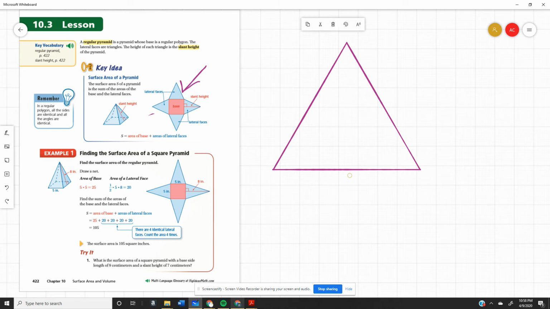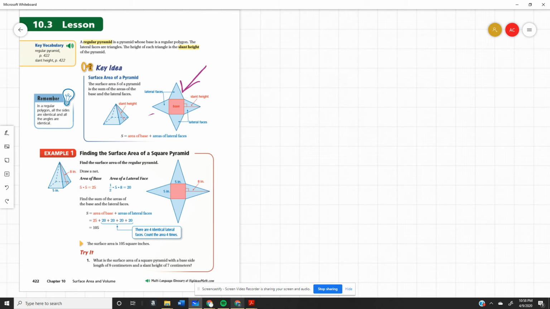So now that we know the definition of a pyramid, let's look at surface area of a pyramid. The surface area S of a pyramid is the sum of the area of the base and the lateral faces, just like we've done before. We're going to find the area of the base, and then we're going to find the area of the lateral faces, and we're going to add them together, okay? So let's look at example 1.